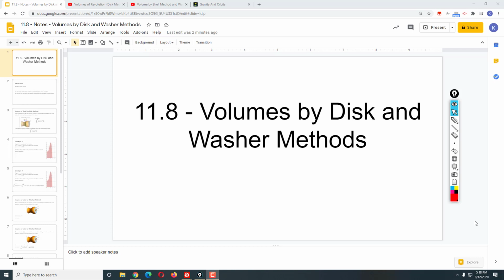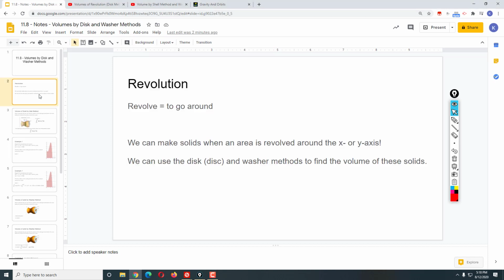11.8 Volumes by disk and washer methods. First of all, you will see the word revolve. Revolve is the verb for revolution. Revolve means to go around.